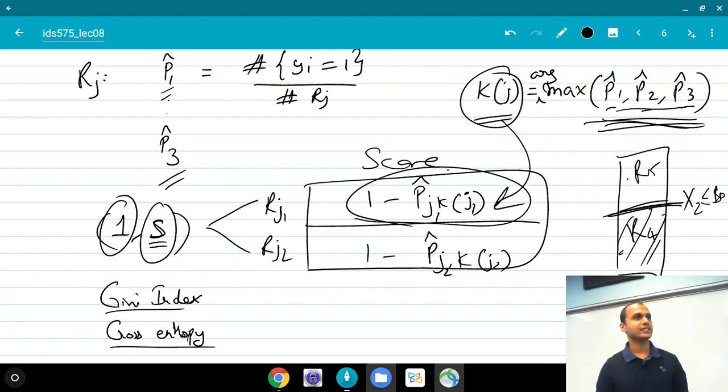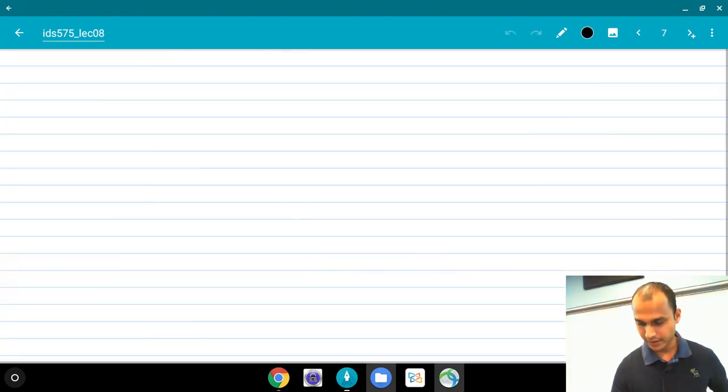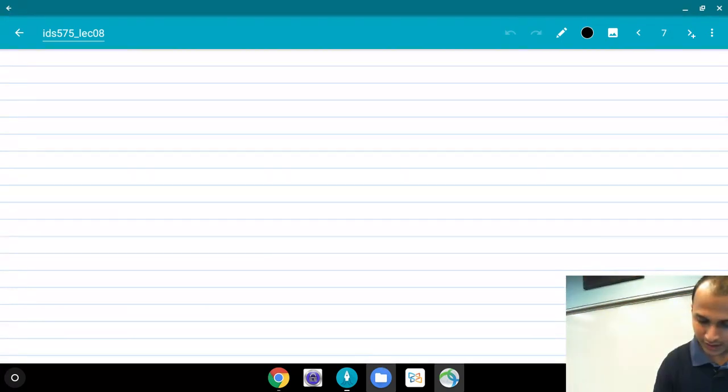How many of you have heard of Gini index? We don't really want to get into the formula for that, because I'm already writing too many expressions. So Gini index and cross-entropy are essentially very similar in behavior to the misclassification function. There's a diagram in the notes as well as in the books.